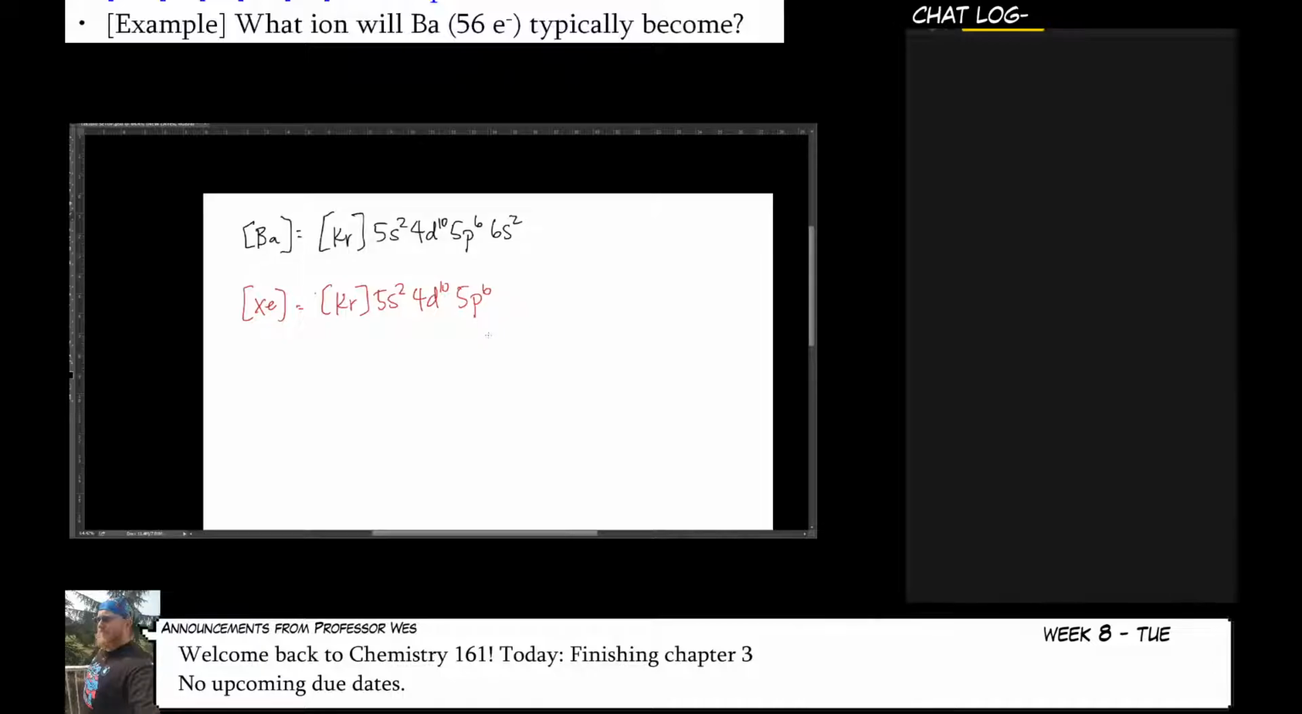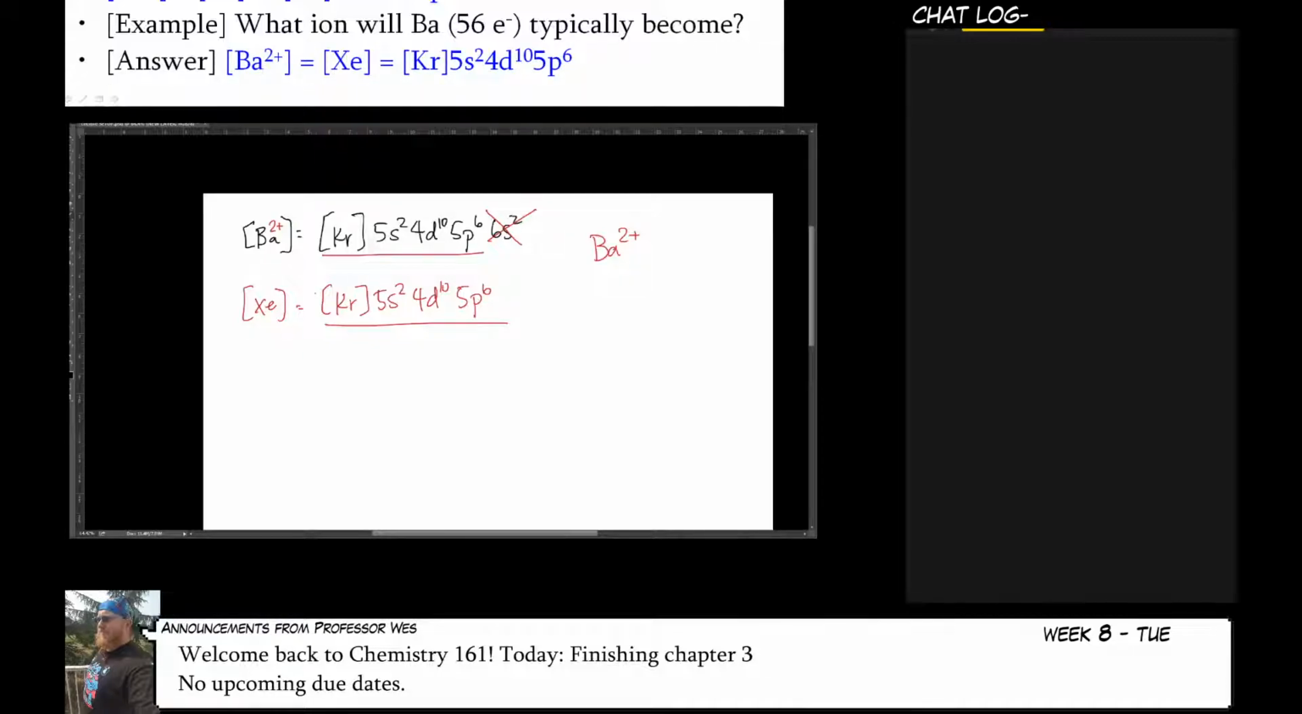So what ion should barium form? Well, if I want to match this, I've got to get rid of these two. So the ion that barium would form would be 2+. So I would lose 2 electrons so that barium ends up looking like xenon.